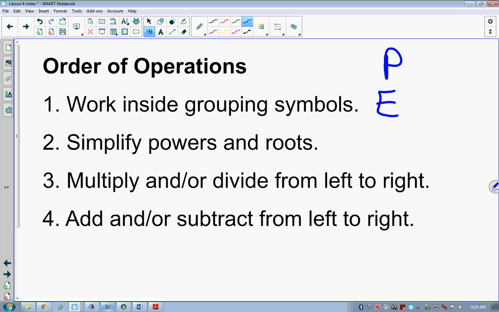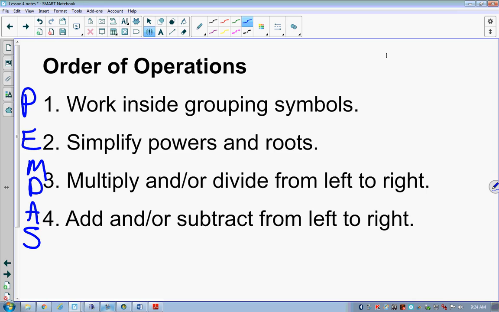Okay, here, let's match some of these things up with where they belong. So please, excuse exponents, my multiplication, what's the D? Division. Okay, Aunt, addition, Sally, subtraction.